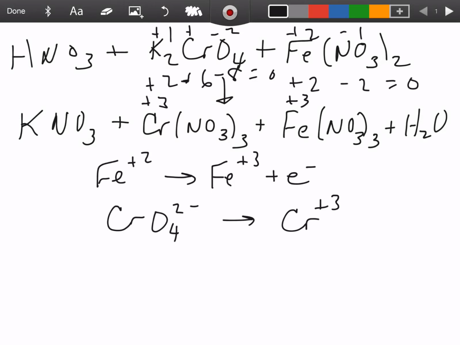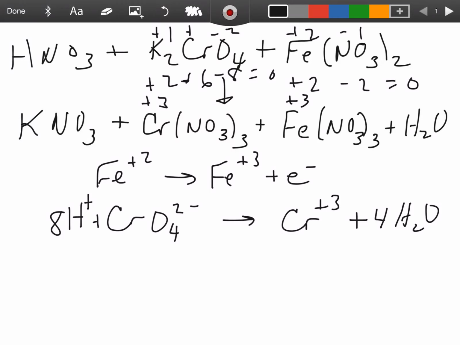So the first thing I want to do is balance any element that is not oxygen or hydrogen. And so the chromium here fits that category. I have 1 chromium on each side, so that's balanced. The next thing you want to do is balance the oxygens, and you balance the oxygens by adding water. So I've got 4 oxygens on the reactants. I'm going to need 4 oxygens on the products, and so I'm going to add 4 water molecules to my product side. Now I've introduced hydrogens, and so that's what I balance last. I have 4 times 2 or 8 hydrogens, and so I can get 8 hydrogens there.